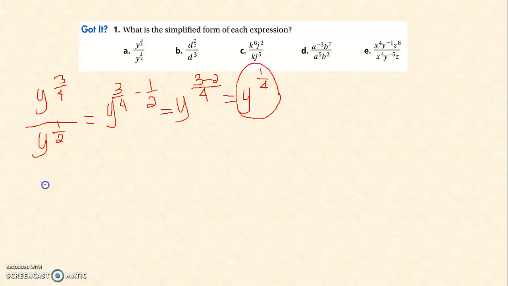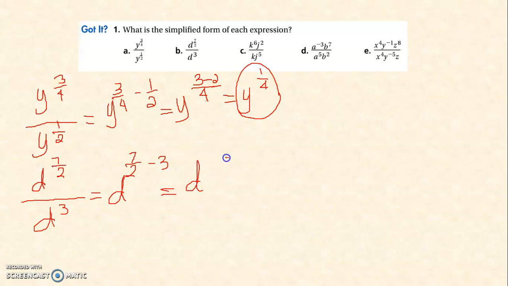Letter B, we have d raised to 7/2 divided by d raised to 3. Okay? Doing the same thing as in example A. They have the same base, so you're just going to copy the base and then subtract the exponents. 7/2 minus 3 is equal to d. Again, you're subtracting fractions, so we need to follow the steps for subtracting fractions.